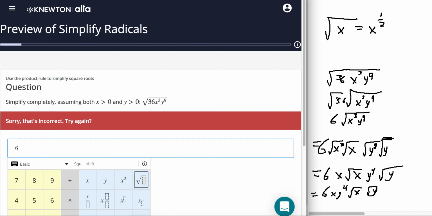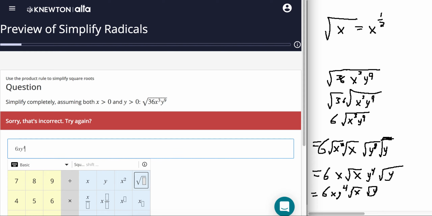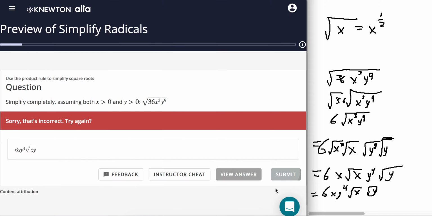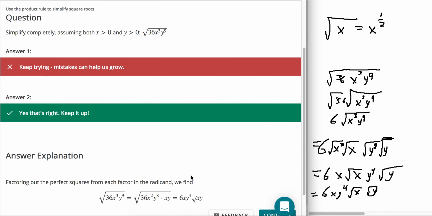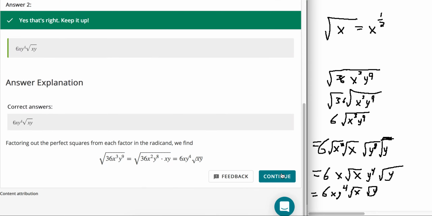Square root of x, y to the 4th, square root of x. Oh, that went up in the exponent. We don't want that. Square root of x, and we just make it all square root of x, y, all under one radical. Okay, that's what they're looking for. So they do want you to make the power inside the radical as small as possible.